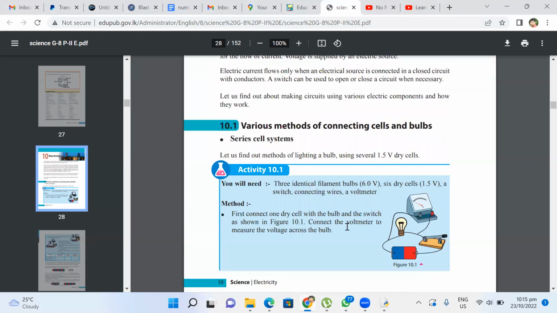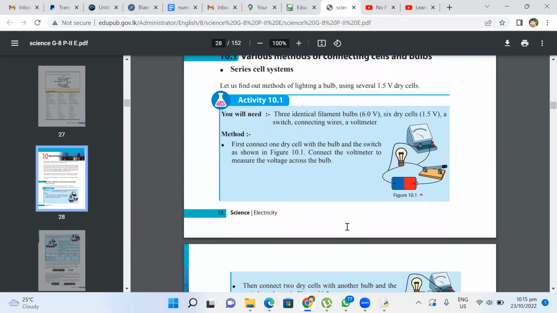Here is a very simple circuit you can see in this activity. It uses a small 6-volt filament bulb, a dry cell of 1.5 volt, and a switch. The filament bulb consumes 6 volt, so the battery is not enough. The battery is only 1.5 volt, but you can still light up the filament bulb a little, with small brightness.